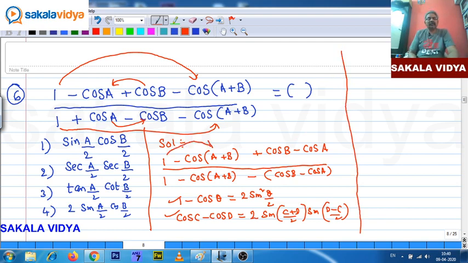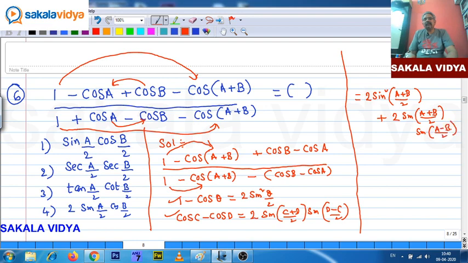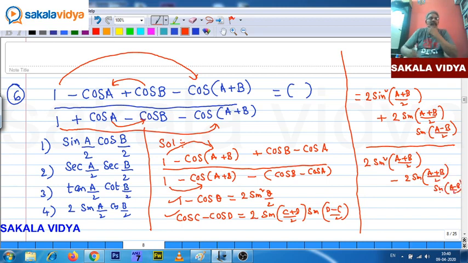Now 1 minus cos of A plus B can be written as 2 sin square of A plus B by 2, and plus cos B minus cos A. So, cos B minus cos A is 2 sin of A plus B by 2 into sin of A minus B by 2, upon, here also 2 sin square A plus B by 2 and we have minus 2 sin of A plus B by 2 and sin of A minus B by 2. Okay, this we can write.